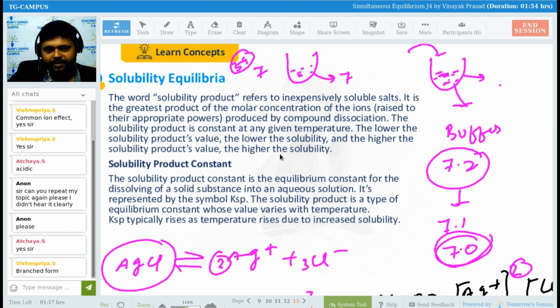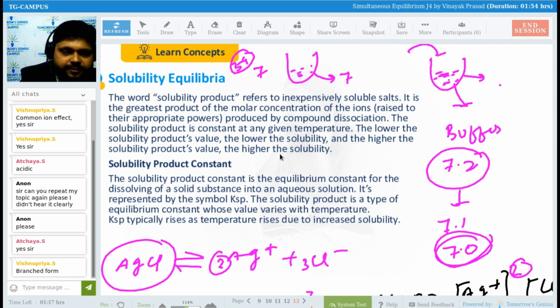Is it okay, guys? Any problem? If the Ksp value is greater, it means the solubility is greater. If the Ksp value is lesser, the solubility is also lesser. Any doubt to anyone? No?